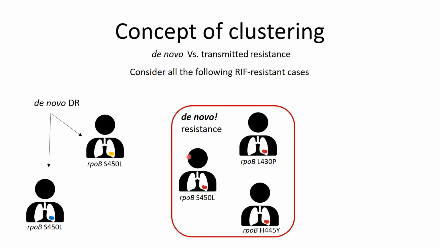So the most likely scenario in this case is that these are cases of de novo resistance also, despite being in a cluster. So most likely these patients were infected with the same red strain that was susceptible, and then as a consequence of drug treatment, different drug-resistant mutations evolved within the different patients.